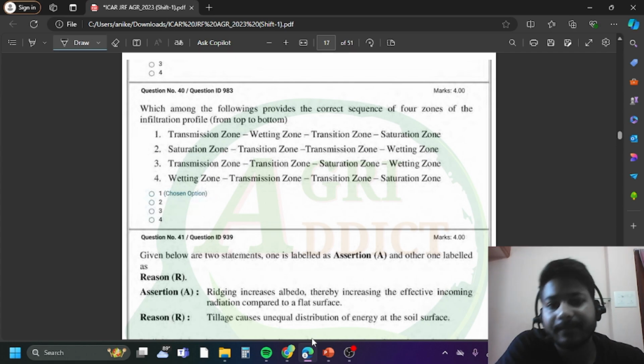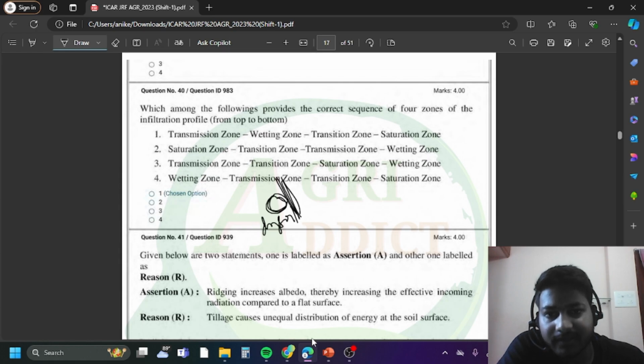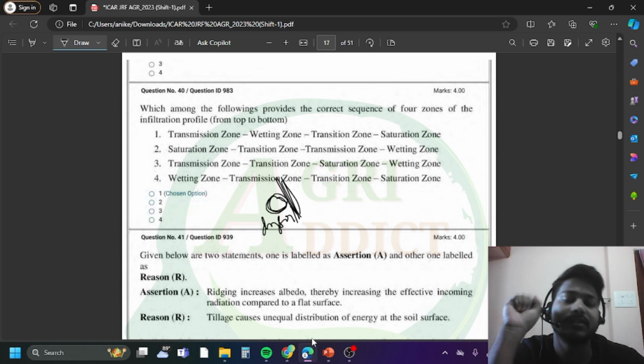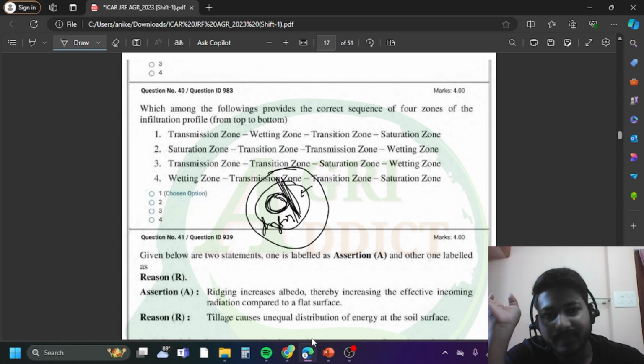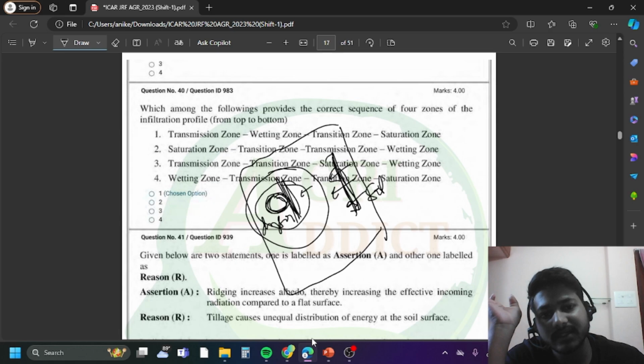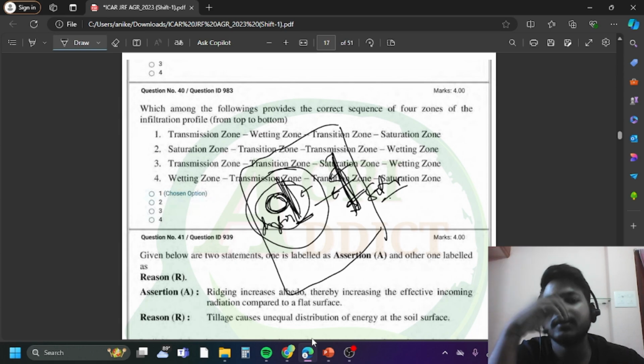I will explain again. For example, this is the dry soil. The first layer of water of the infiltration, whatever enters the soil, will wet the soil particles. First, wetting will occur. After that, slowly the water will be transmitted, transferred to the other layers of the soil. After that, the transition zone will be created, meaning where it will be entered. At the end, the soil will be completely saturated. So saturation, transition, transmission, and wetting are the 4 layers from the top to the bottom.